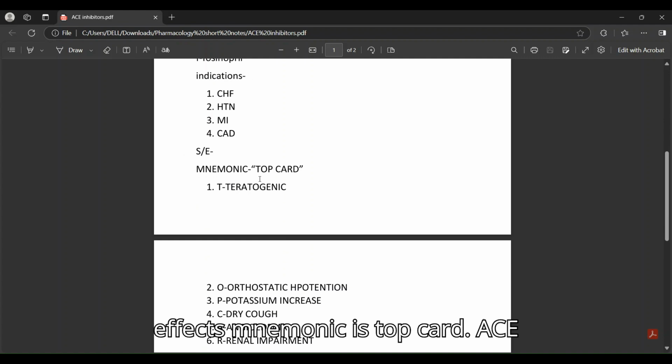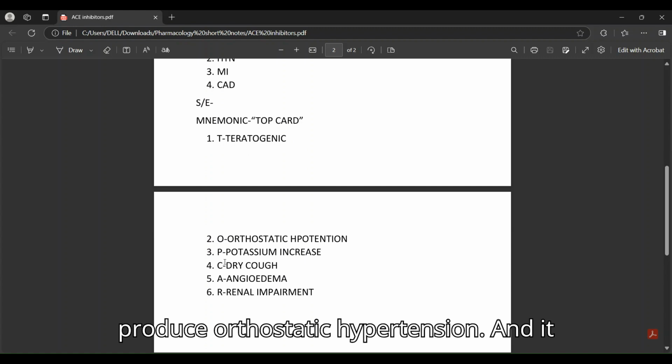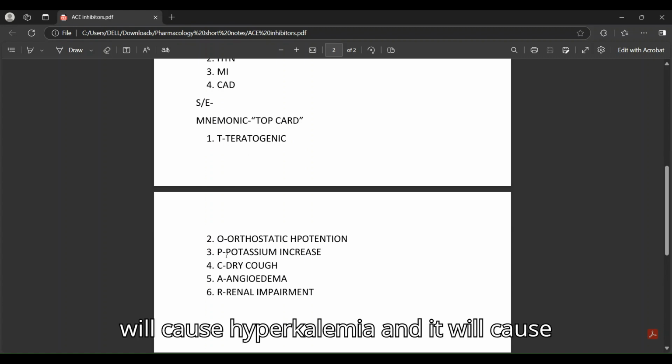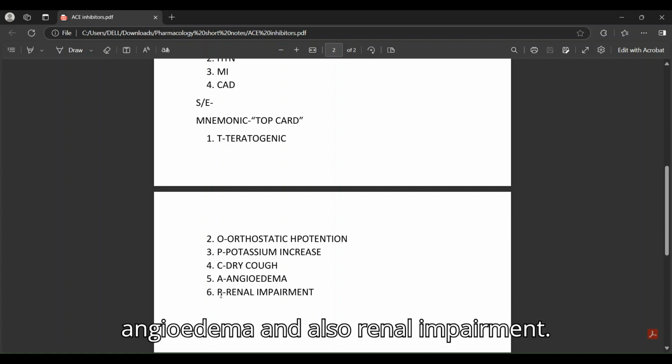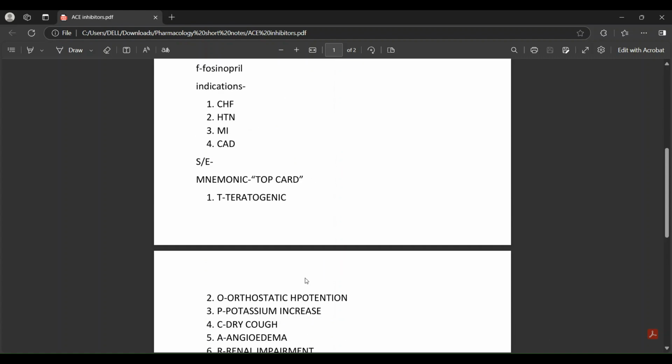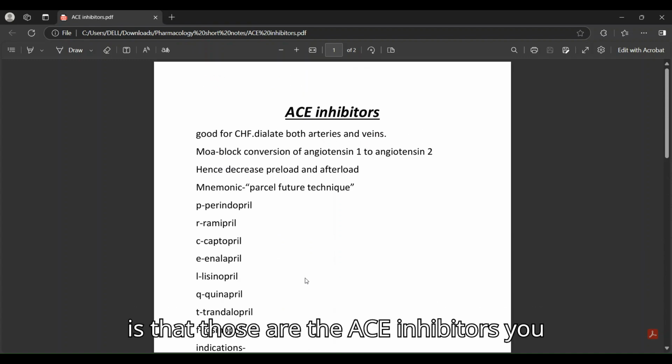So side effects: mnemonic is TOP CARD. ACE inhibitors are teratogenic. It will produce orthostatic hypotension, and it will cause hyperkalemia, and it will cause dry cough, and it will cause angioedema, and also renal impairment. So those are the ACE inhibitors you have to know.